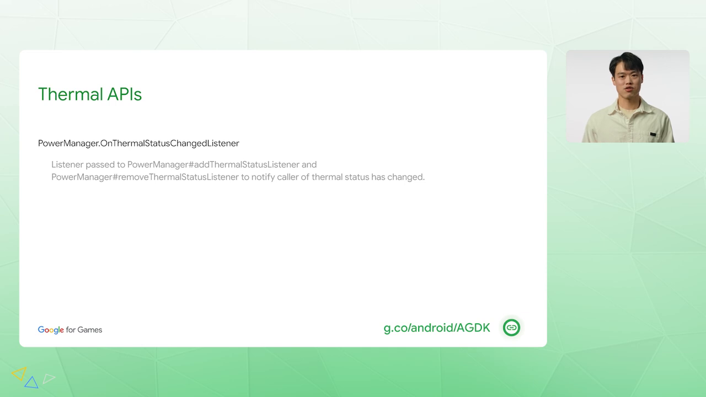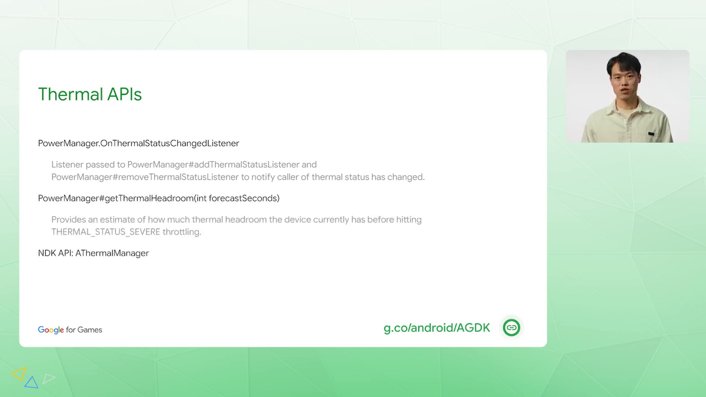throttling state has changed. For example, when the device starts to have moderate thermal throttling from the previous light thermal throttling state. The second API provides an estimate of thermal headroom the device currently has before it hits severe thermal throttling. The returned value is a non-negative float number about how much of the thermal envelope is in use or will be in use within the forecast time, and 1.0 by definition is severe throttling. These two APIs are also available through a thermal manager in NDK.